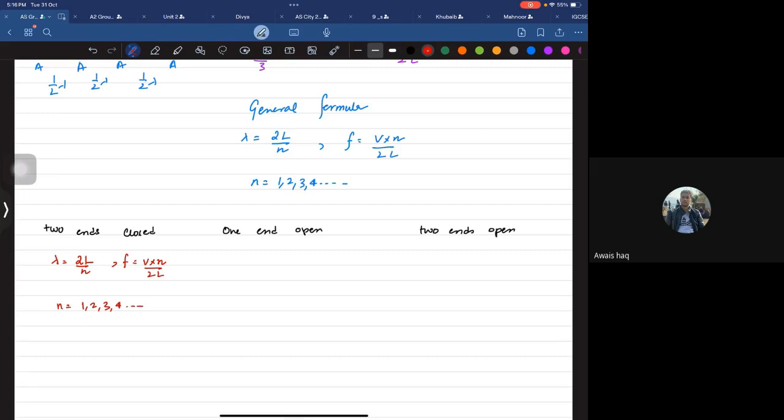For one end open, lambda will be 4L over N, and frequency will be V times N over 4L. And then N will be 1, 3, 5, 7, and so on. Then two ends open will be lambda equals 2L upon N, frequency equals V times N over 2L, and N will be 1, 2, 3, 4, and so on.